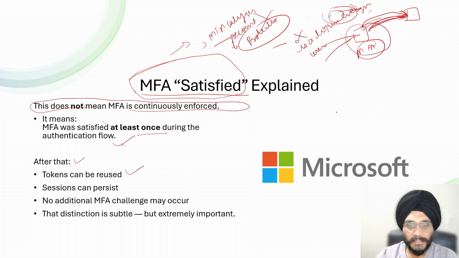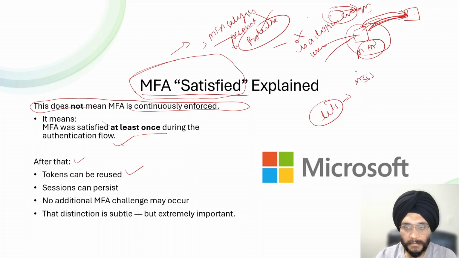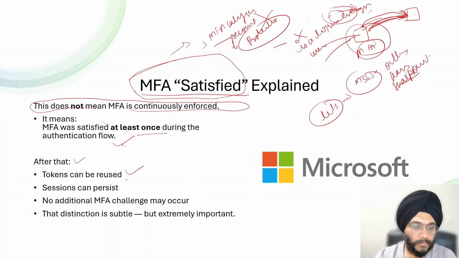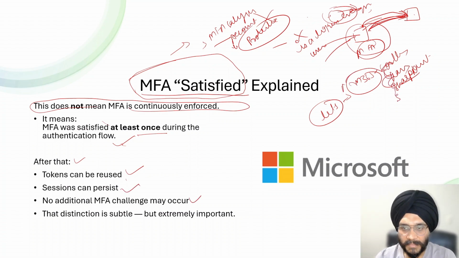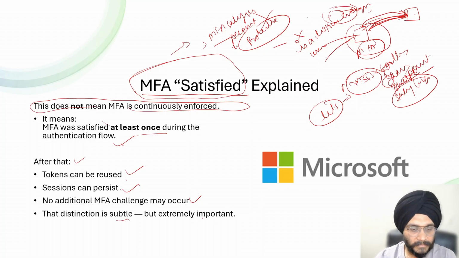As I said, sessions persist. You already created a session to log into the M365 portal. That token will be used for login to Outlook, Teams, SharePoint. So the session persists, no additional MFA. Once you log into this, you don't need to satisfy MFA again. Yeah, the distinction is subtle but extremely important, and we need to understand it.